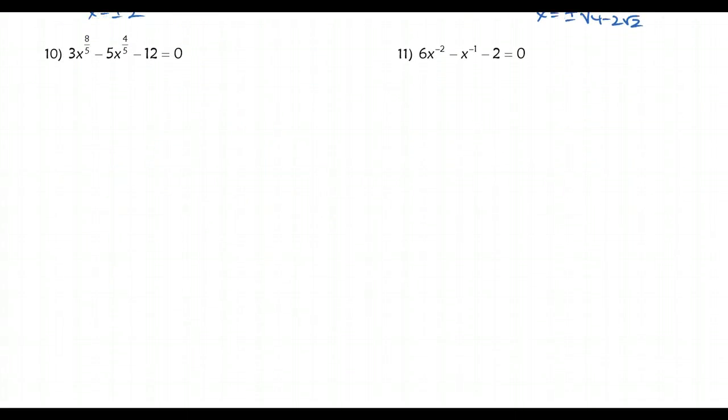Okay, if you want to pause right now, you can try 10 and 11 on your own. Make sure you make substitutions, let t equal this term here, your middle term, and then from there you're going to turn it into a quadratic and go ahead and solve. So you can pause it here and try that, and then come back and replay.